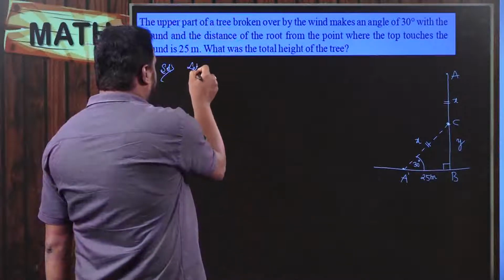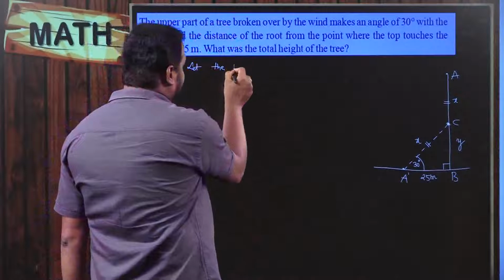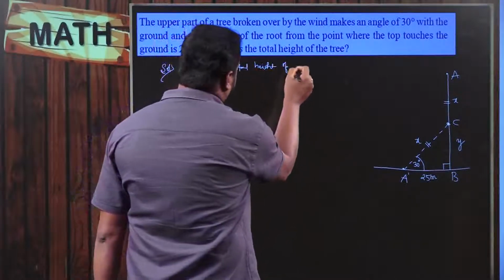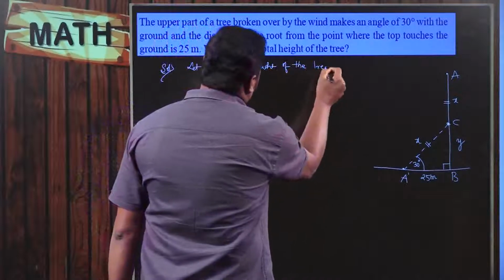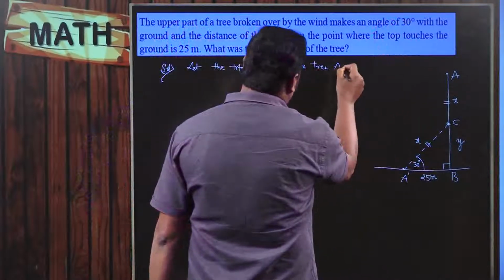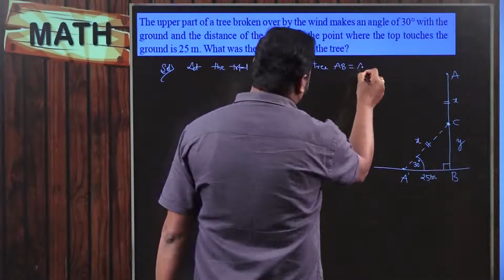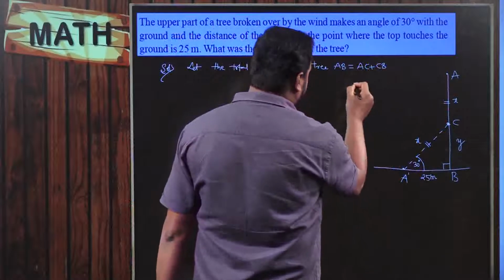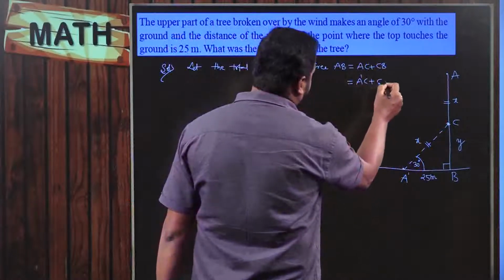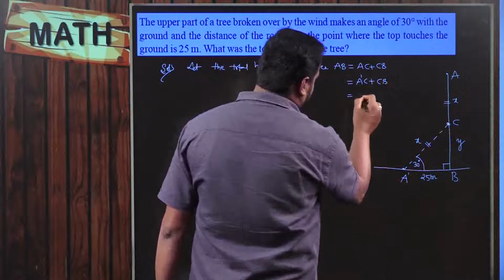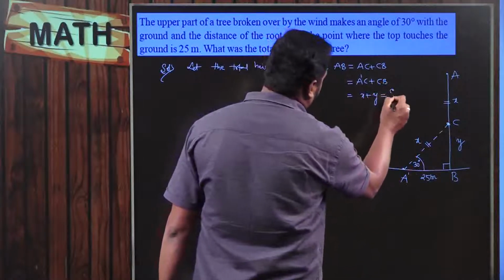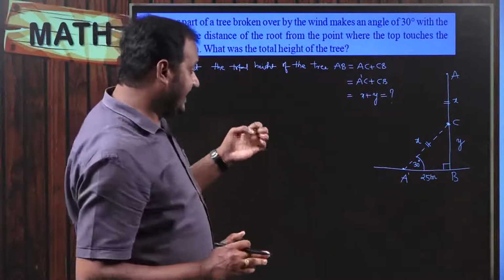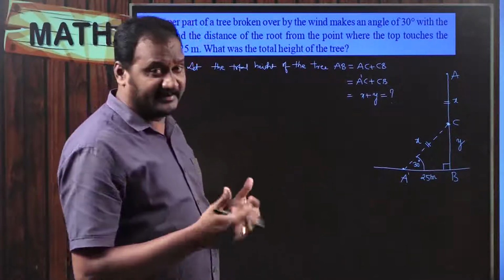First of all, let the total height of the tree be AB. I am writing that AB as AC plus CB. But AC is exactly the same as A dash C, so AB is equal to A dash C plus CB. A dash C is nothing but X plus Y, which is equal to how much? Got it? Let us try to identify the values of X and Y by applying relevant trigonometric ratios.